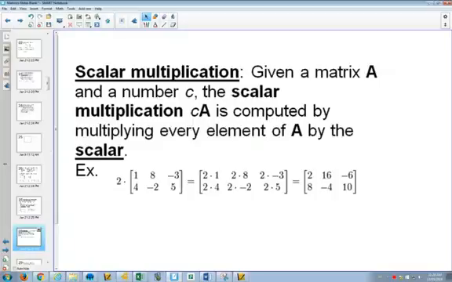Scalar multiplication, what that means is you have a number in front of your matrix. So here in my example, I have 2 times that matrix. What's going to happen is that number is going to multiply by everything inside. So that means you'll do 2 times 1, 2 times 8, 2 times -3. Here's your answer. It also means that if every single element in your matrix has a common factor, you could factor it out and write it as scalar multiplication in front.